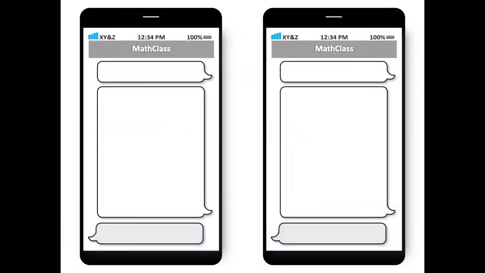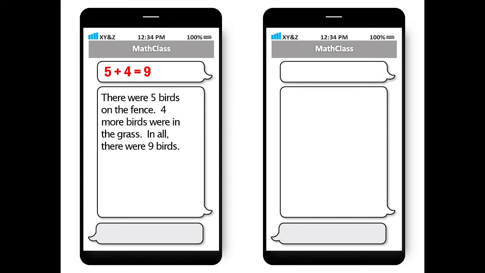So let's look at some examples here. Here's one example. 5 + 4 = 9. This is a great one to introduce the activity to students with. It's pretty clear. So there's 5 birds on the fence, 4 more birds were in the grass. In all, there were 9 birds.